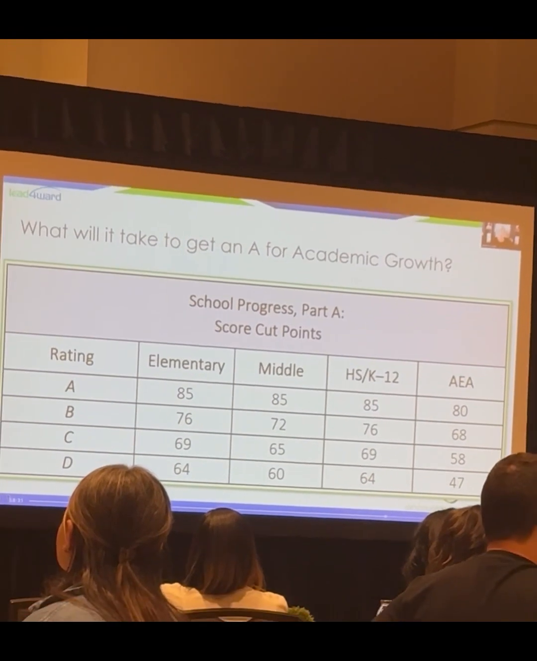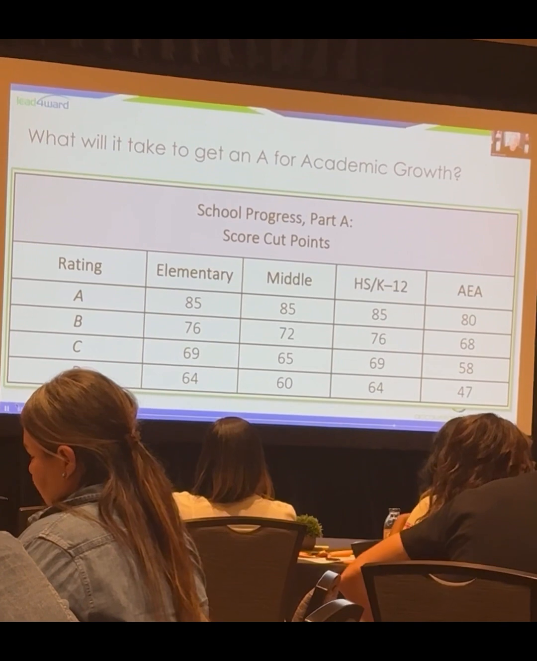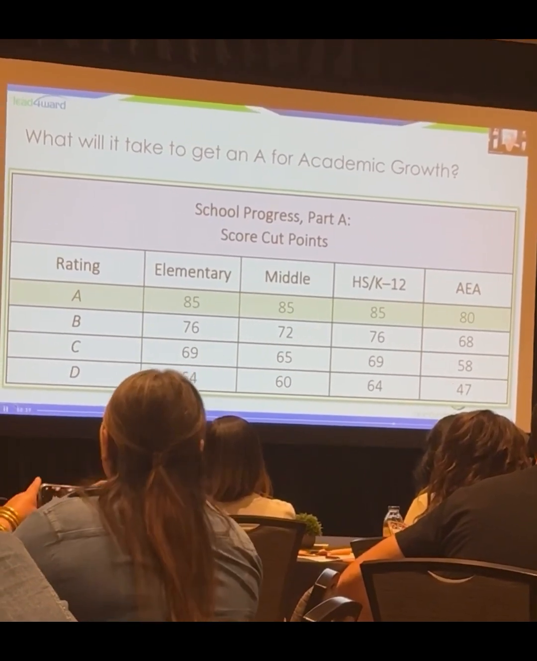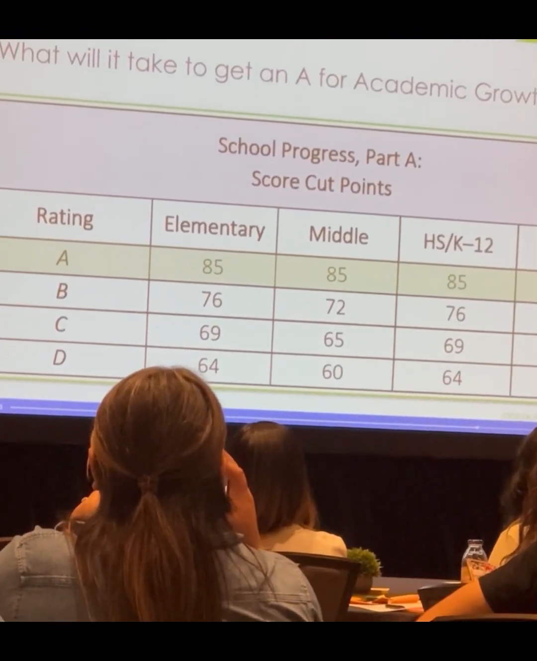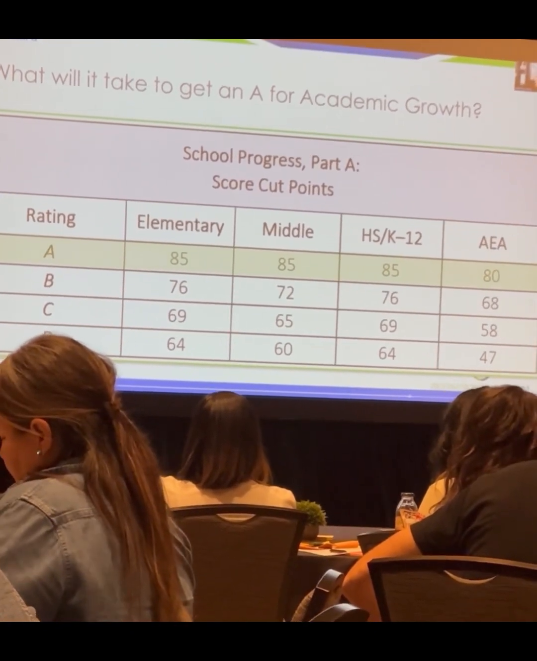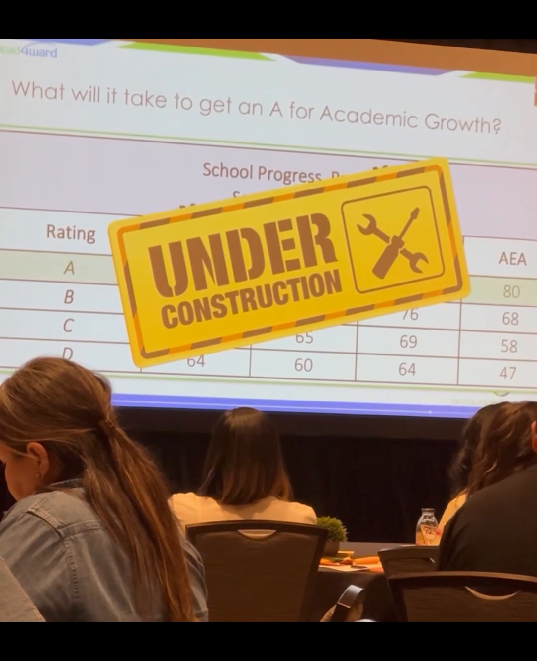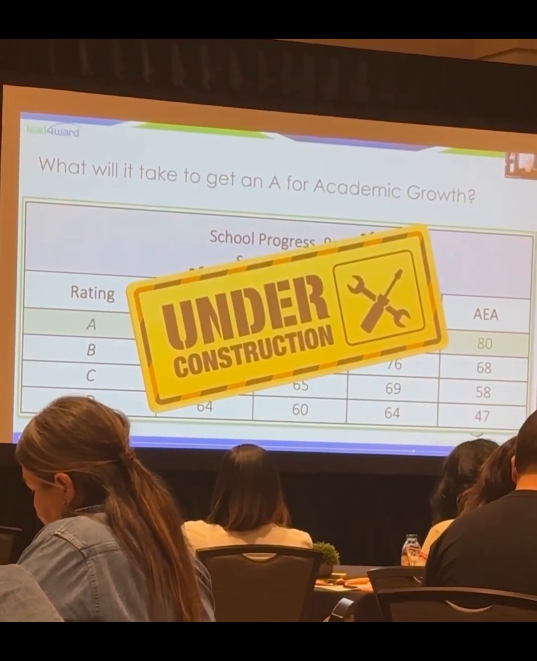Now, these are the cut points in the current manual, meaning what would it take to get an A for academic growth, and you can see that in the proposed manual, the cut point to get an A for traditional campuses is an 85, and you can see the proposed cut points for the other letter grades. This is the table that's under reconstruction. So I just wanted to show it to say that's the starting point.